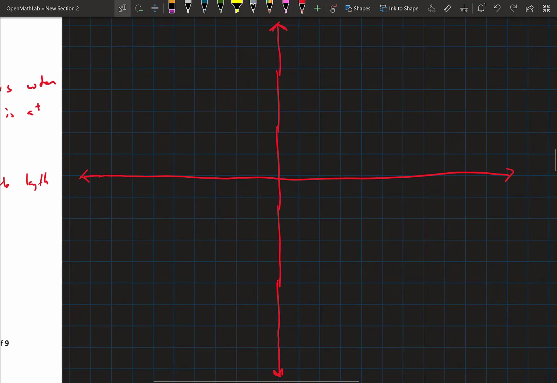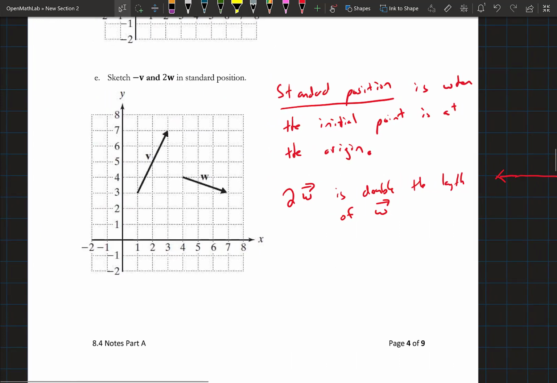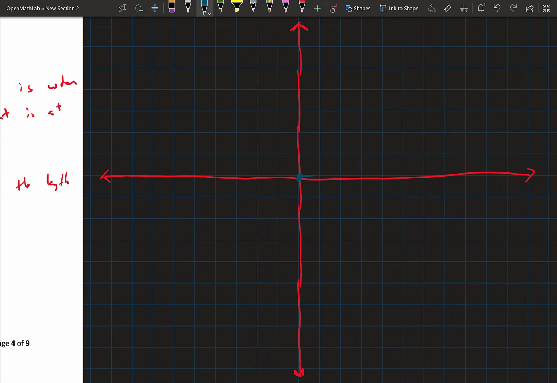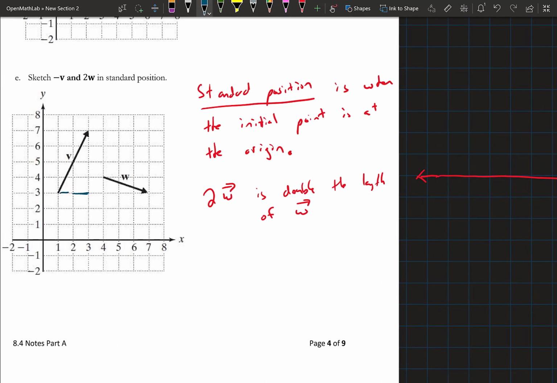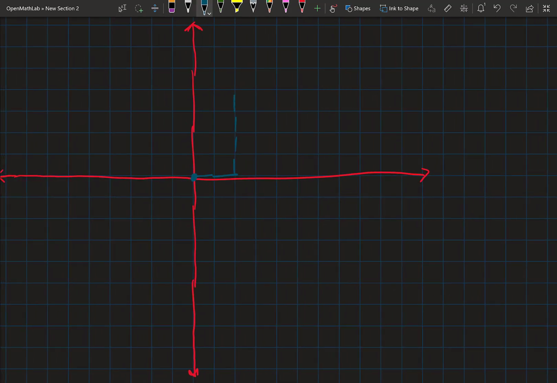Right, so we want the initial point to be at the origin. So what we need to think about is kind of like the slope, if you will. Let me just draw V and W in standard position. So V would be, we go twice to the right, and then the vertical change is 4 units up. So there's the other point. And then connecting those two, we get that this is vector V.